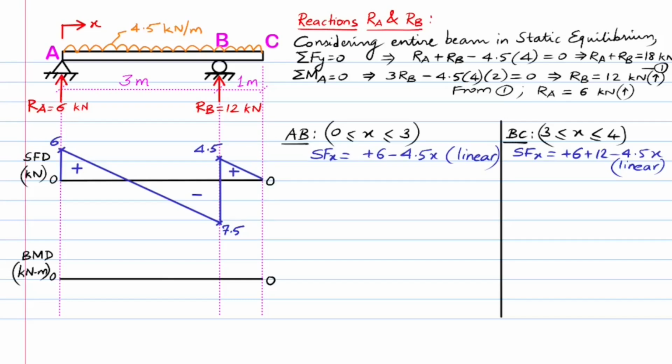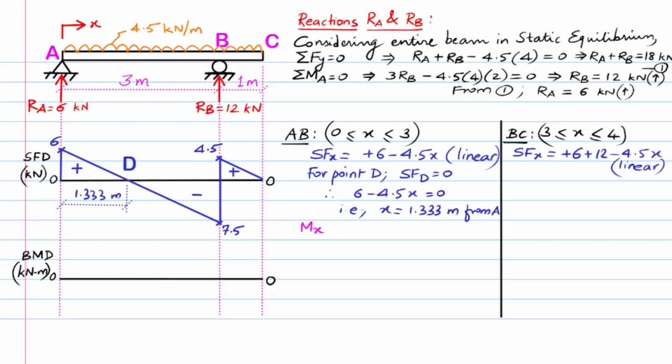Let's mark the point where the shear force changes its sign from positive to negative in the region AB as D. To find its location along the beam length, we equate the shear force equation to 0. Simplifying, we get the distance as 1.333 meters from the reference end A.